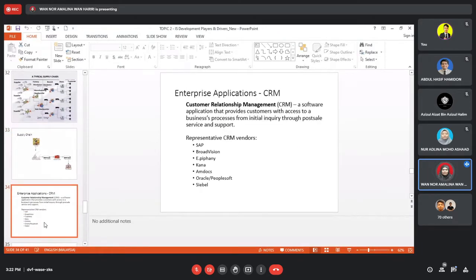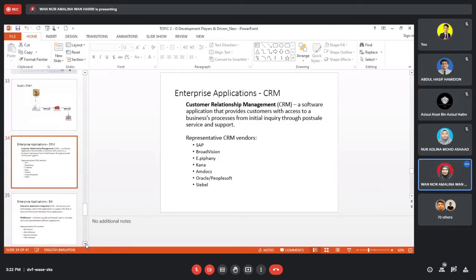Okay. What about customer relationship management? This is a software application that provides customers with access to business processes from initial inquiry through post-sale service and support, and representative of the players, again, SAP is there. Okay.